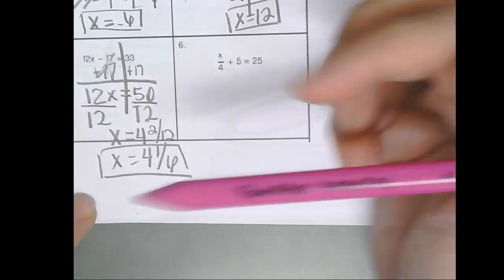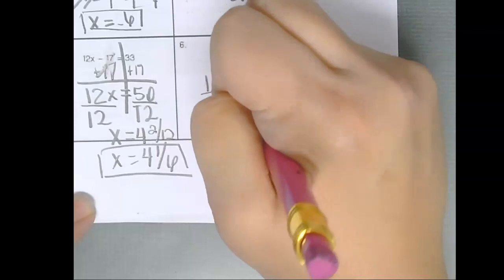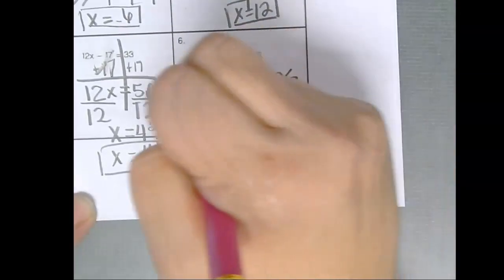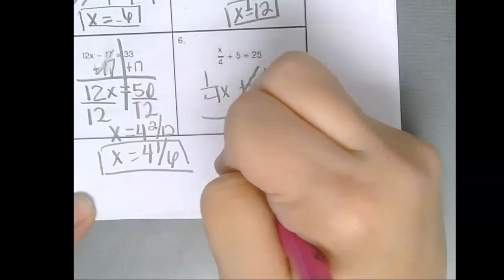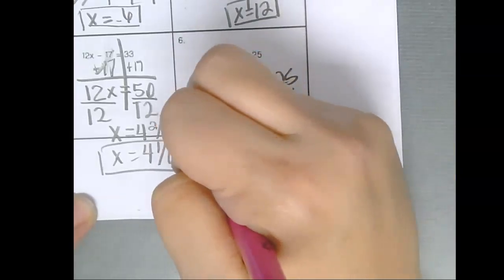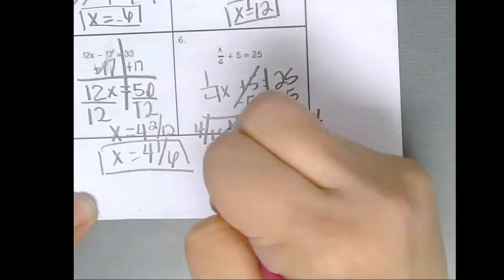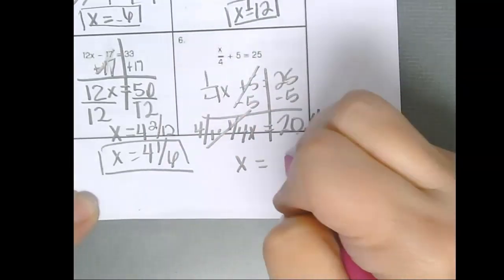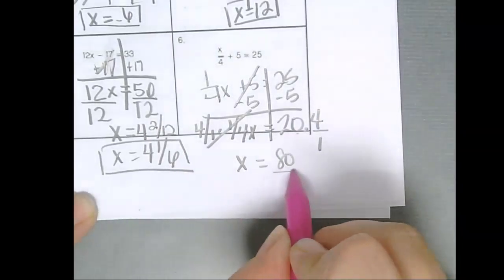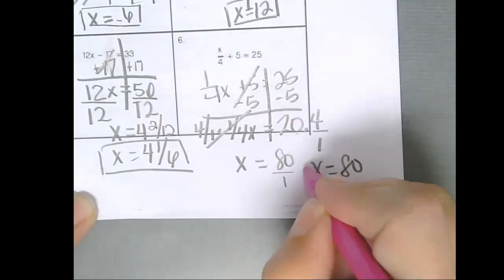All right, guys, so we have number 6, x over 4, or 1/4 of x, however you would like to write it. All right. We are going to subtract 5 from both sides, create that zero pair. 1/4 of x is equal to 20. Multiply both sides by 4 over 1. Okay, this gives us x by itself. 20 times 4 is 80 over 1 would still continue to be 80. Remember, we can write it like this, but it's really just an invisible one. So x is equal to 80.